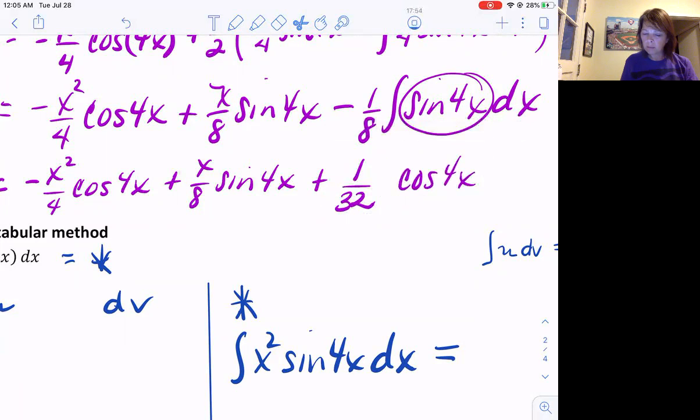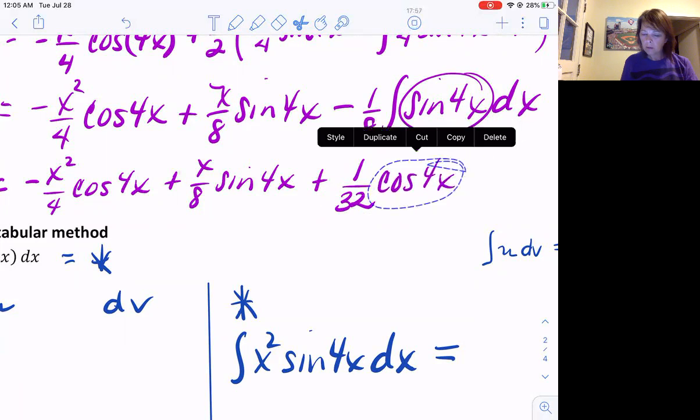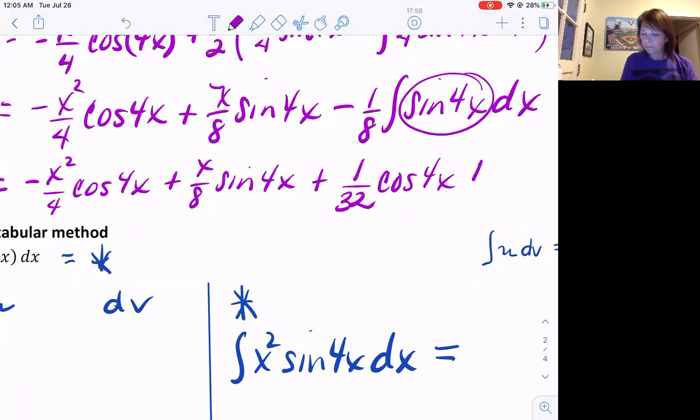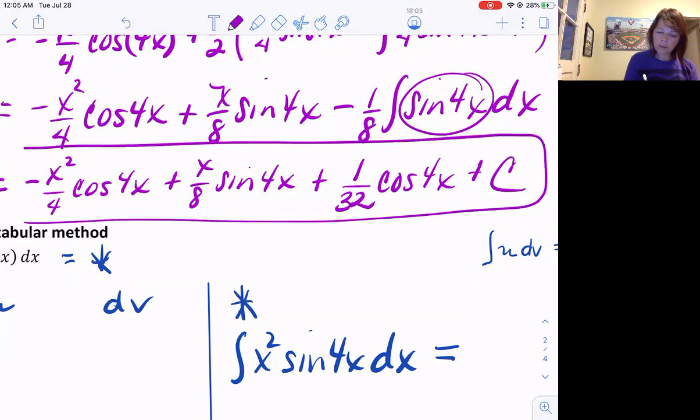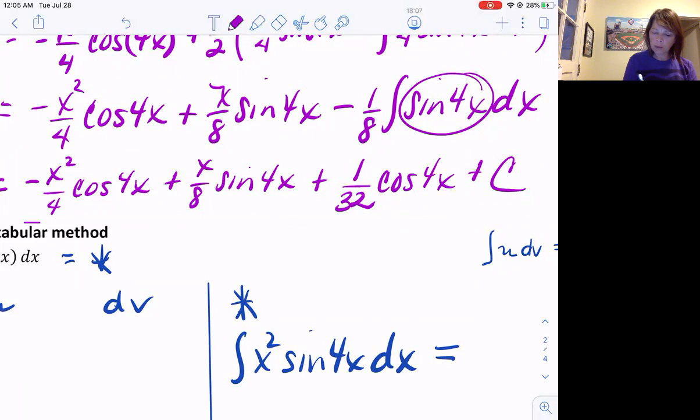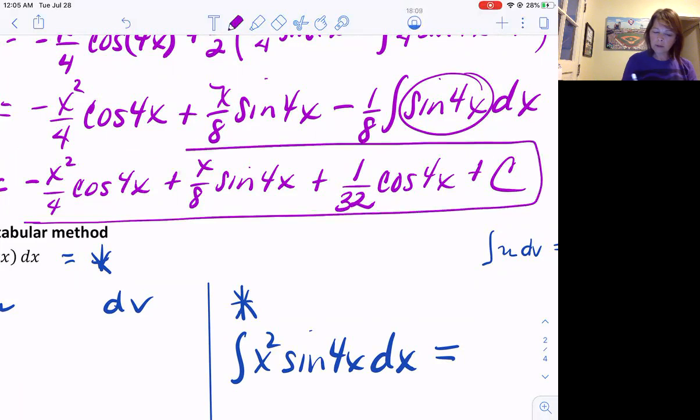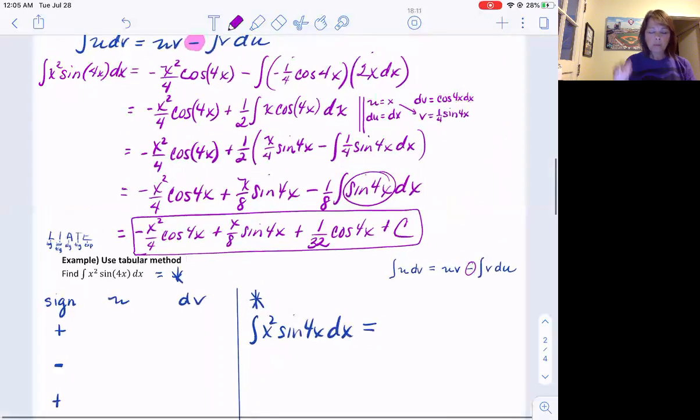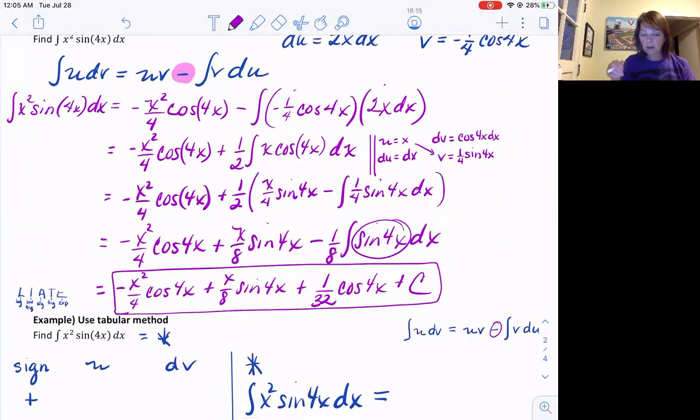Oops, I need to get that with it. Cosine 4x plus c. There you have it. There it is. There you go. There's our answer to the first example. What is the antiderivative of x squared sine 4x dx?